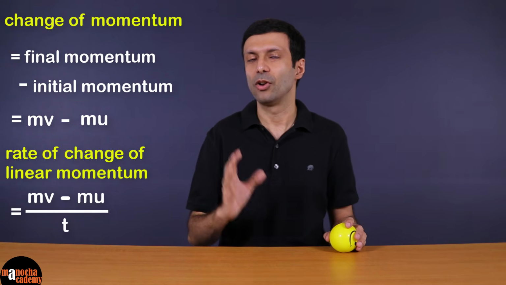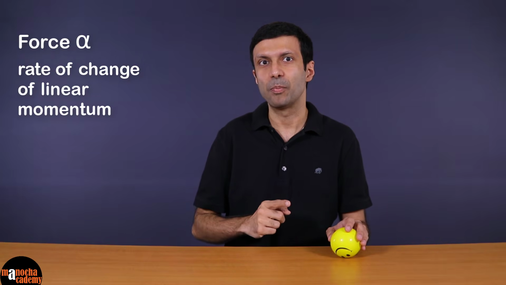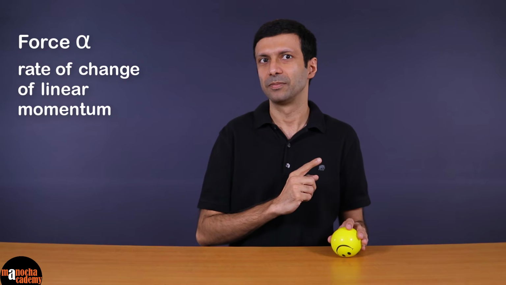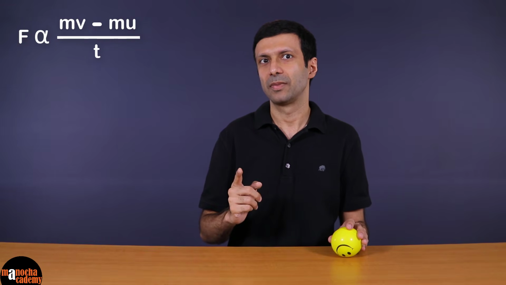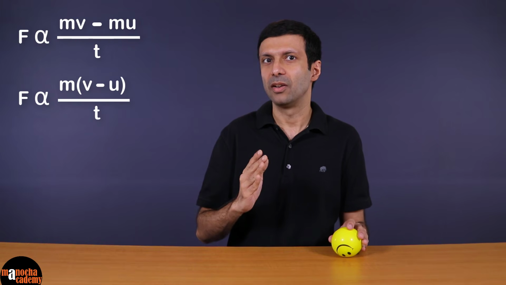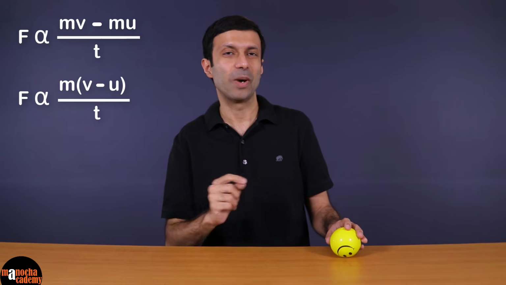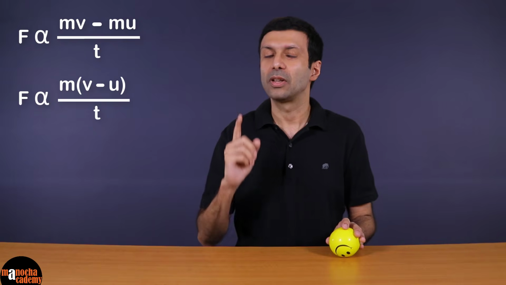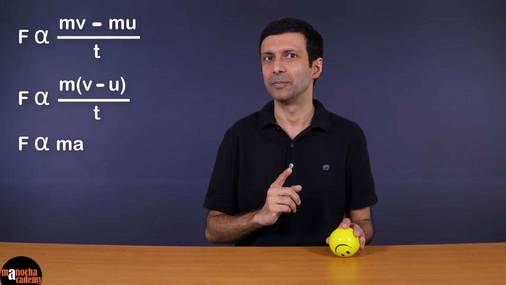And according to the second law, it states that the force applied on a body is directly proportional to the rate of change of linear momentum of the body. So F is directly proportional to (mv minus mu) by t. Now if you take m common, we have (v minus u) by t. And what is (v minus u) by t? That's right, acceleration. So F, the force, is directly proportional to mass into acceleration.